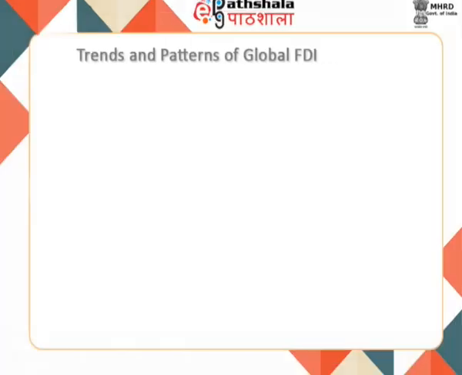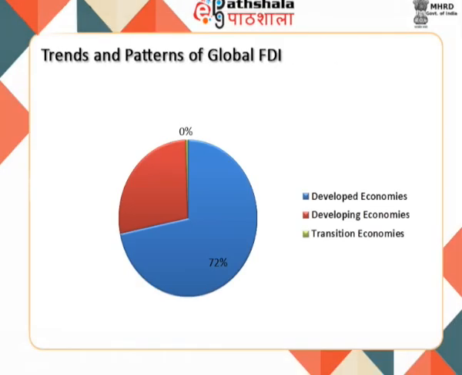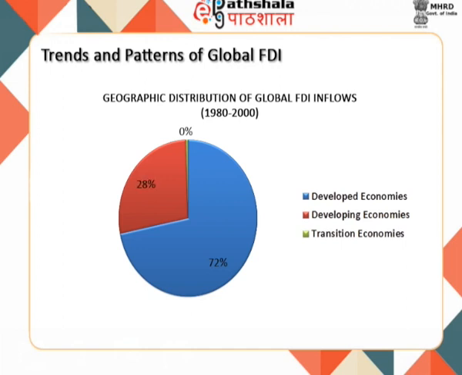The general shift towards democratic political institutions, free market economy, and liberalization of FDI policy regime has encouraged FDI. As can be seen from the chart, the major share of FDI inflows during 1980 to 2000 went to developed countries. Developing countries accounted for a mere 28% of the world inflows. This can be partly explained by restrictive investment policies adopted by developing countries.